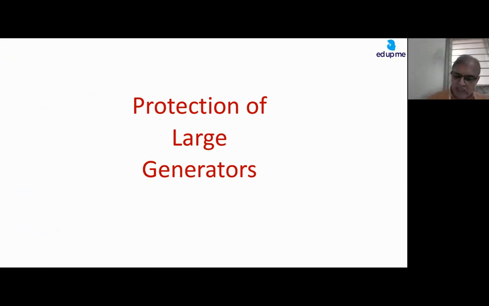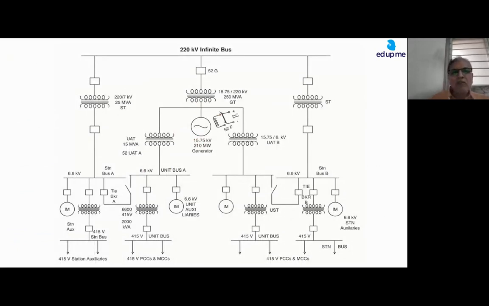Generators are altogether different things, right? So before we go to generator protection, we should learn what all the system is. Generation system, power plant system. There is a generator. You can see a 15.75 kV, 210 megawatt generator. On the generator rotor, there is a field winding, shown on the right hand side, and it is supplied with DC current, and there is a field breaker 52F.